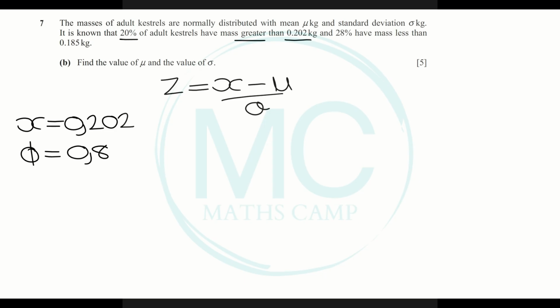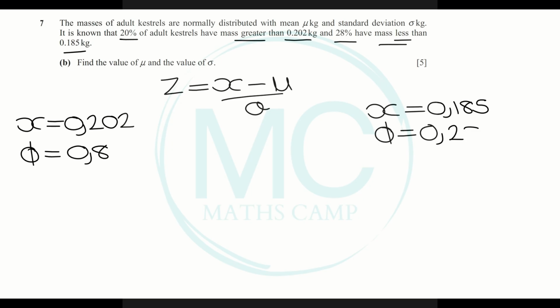Now let's see what else we know. 28% have a mass less than 0,185. This is our other X value. So X is equal to 0,185. 28% have a mass less than, so our probability is equal to 0,28. We have probabilities, so we can use our normal distribution table to find values of Z. Let's start with the probability of 0,8.